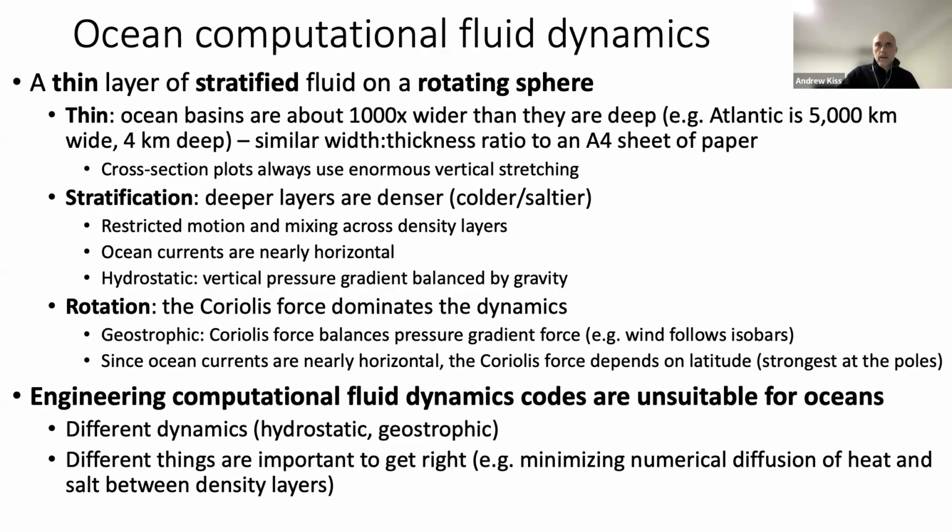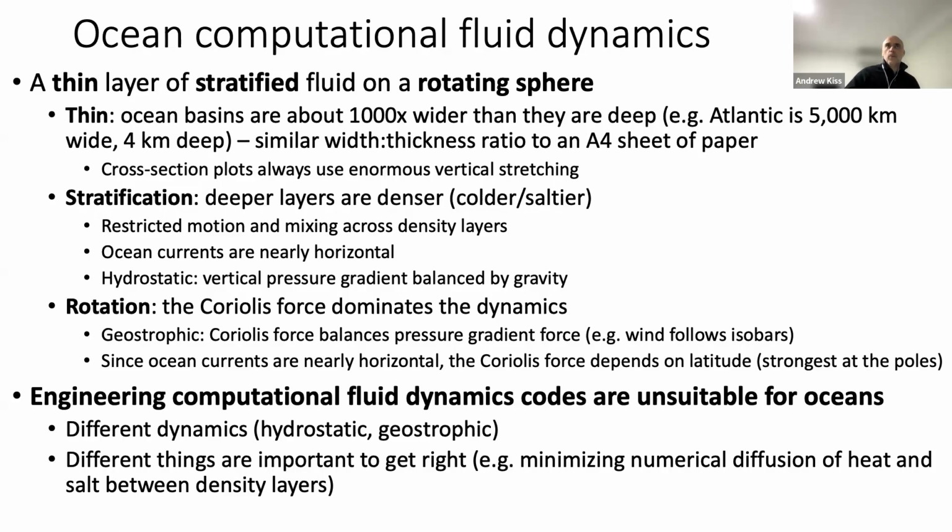So in the ocean, we really care about minimizing spurious numerical effects, in particular spurious numerical diffusion of heat and salt. Because in the ocean, when water sinks, say in the polar regions, it goes down into the ocean, it actually maintains almost exactly the same temperature and salinity as it moves along those isopycnal surfaces, and you can use that to track where the water has gone. So we can't use ordinary computational fluid dynamics codes to study these flows.